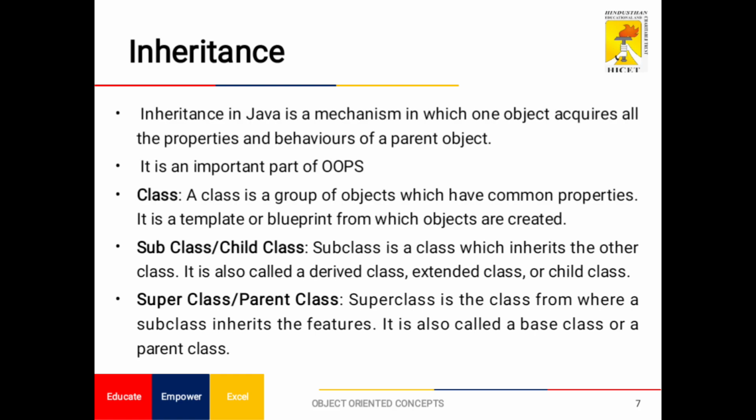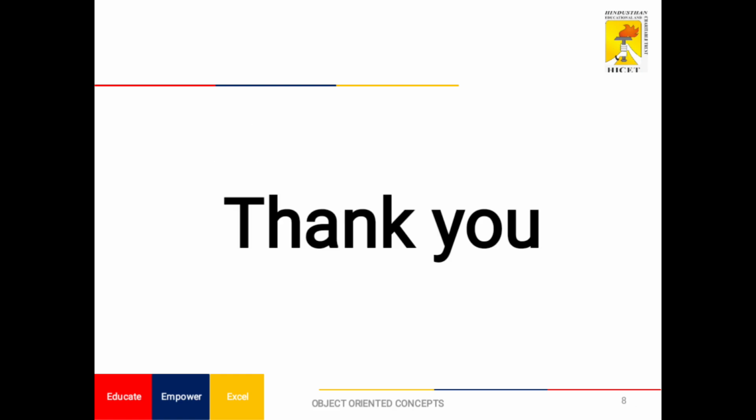Normally, a class is a definition of a group of objects which can have common properties. It is a template or blueprint from which objects are created. The subclass is defined as a child class. It may be an extended class from the parent class. The superclass is a parent class, the class which is created first. Based on that class, all the other classes are created. That class is called the parent class. In this parent class, the subclass can inherit all the features, behaviors and attributes.